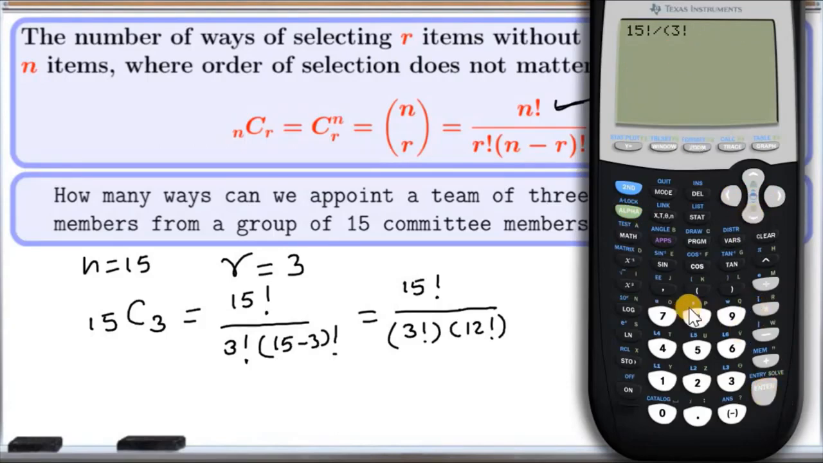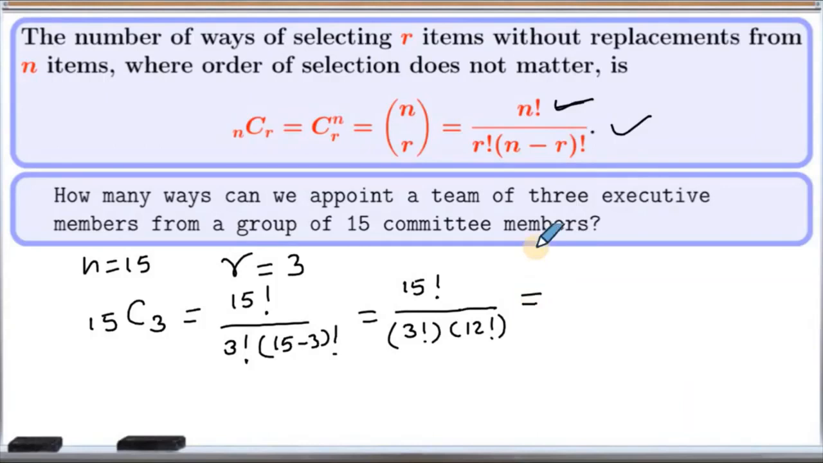So there we have 3 factorial, then times, we need 12 factorial, so type in 12, go to math, go to PRB, then come down to number 4, hit enter. So we have 12 factorial now. So close your parenthesis, then hit enter. So our 15 factorial over 3 factorial times 12 factorial is 455.